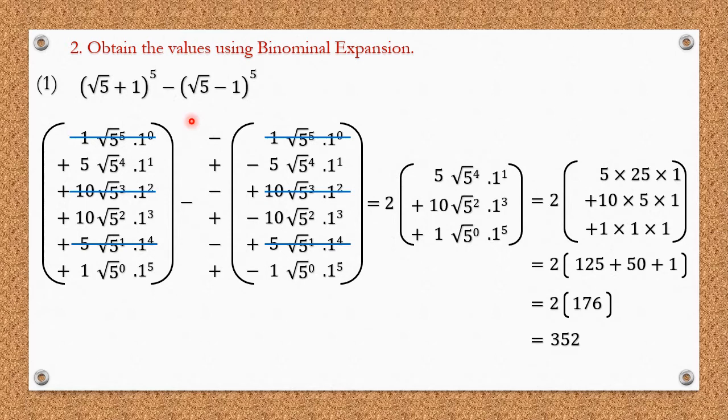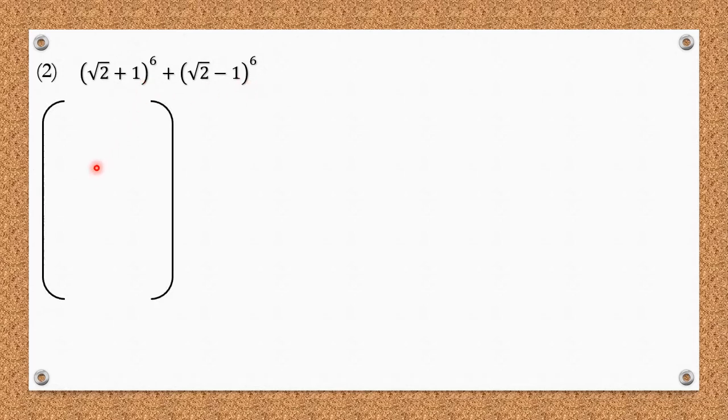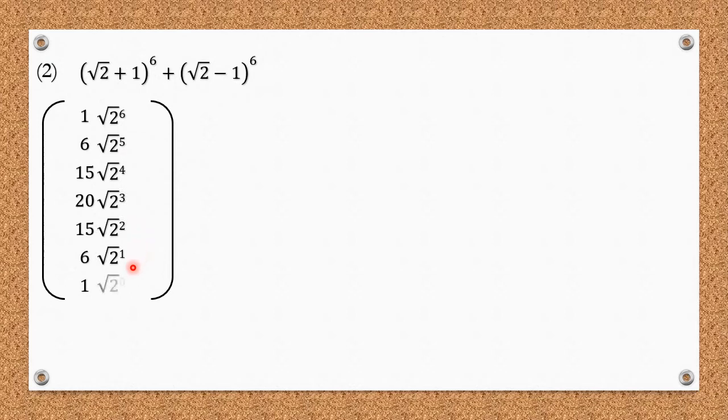We have two more sums which are similar to this. Root 2 plus 1 raised to 6 plus root 2 minus 1 raised to 6. First of all, we have to write down the first value here. The power is 6, so the coefficients will be 1, 6, 15, 20, 15, 6, 1. First term is root 2, so root 2 raised to 6, 5, 4, 3, 2, 1, 0. Second is 1, so raised to 0, 1, 2, 3, 4, 5, 6.